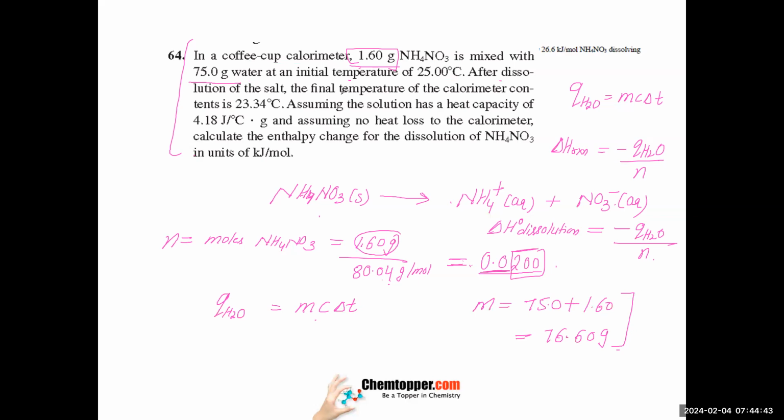So this will also going to show you rise and fall in temperature. So M is 76.60. C is, they are saying use this 4.18. Delta T is 25.00 and 23.34. This is final, children. So keep it in front. 23.34 minus 25.00. You'll get a negative answer. Definitely, because water is losing heat. So Q has to be negative. And you're getting a negative answer, children.